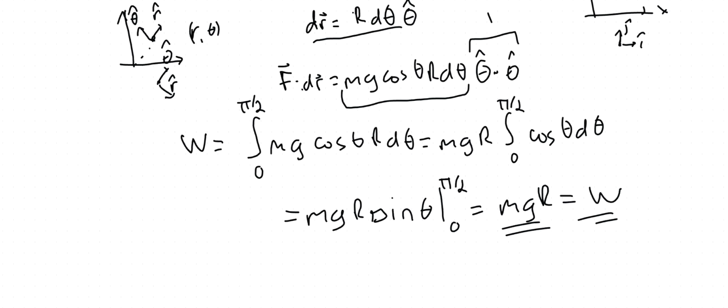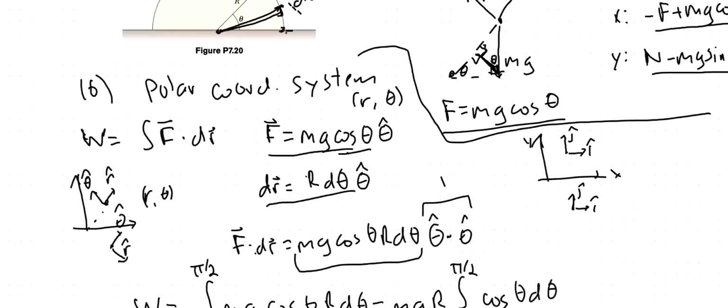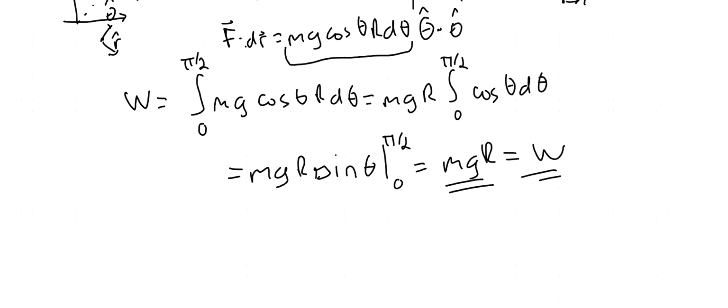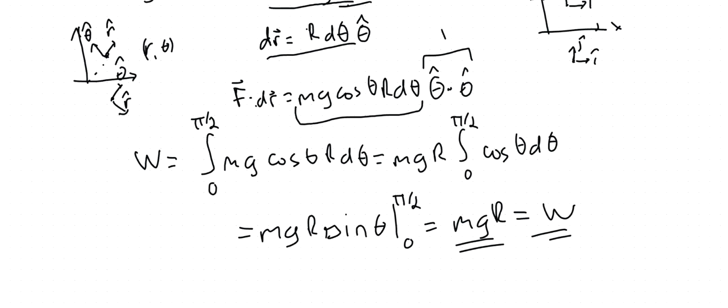Now if you go back and look at the problem a little bit, that seems quite sensible, right? Because you're doing work against gravity. The normal is there, but the normal is always perpendicular to the displacement. So the normal force is perpendicular to dr, and the normal does no work. So F only has to do work against gravity. Basically the work done is mgR, which is also equal to the change in gravitational potential energy of the object as you bring it from the bottom to the top.